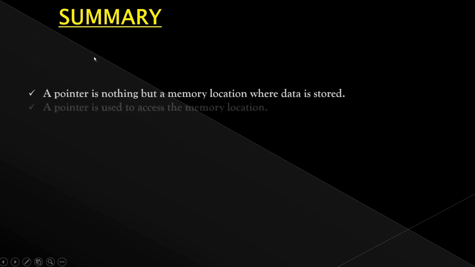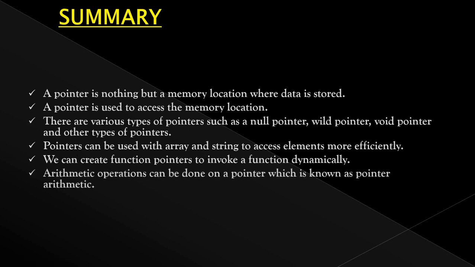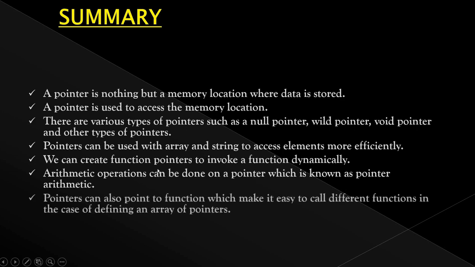Now summary, what we have discussed in this topic. A pointer is nothing but a memory location where data is stored. A pointer is used to access the memory location. There are various types of pointers such as null pointer, wild pointer, void pointer and other types of pointer. Pointers can be used with arrays and strings to access elements more efficiently. We can create function pointers to invoke a function dynamically. Arithmetic operations can be done on a pointer, which is known as pointer arithmetic.